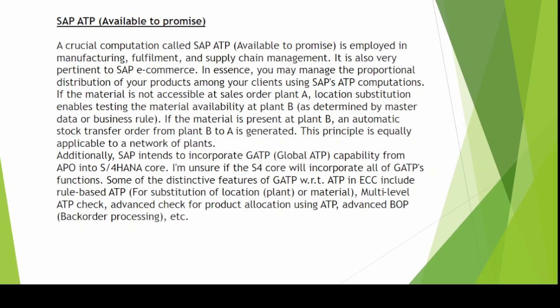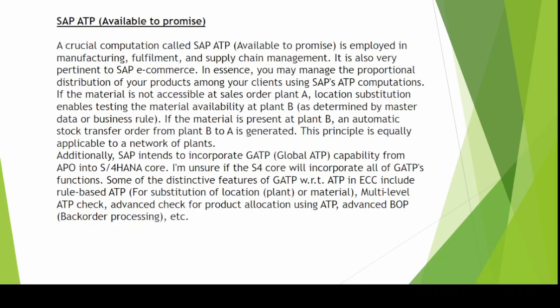For example, if a material is not accessible at sales order plant A, location substitution enables testing the material availability at plant B as determined by master data and business rule. If a material is present at plant B, an automatic stock transfer order from plant B to A is generated. This principle is equally applicable to our network plants. Additionally, SAP intends to incorporate GATP, global available to promise capability from APO, into the S4HANA core. I'm unsure if the S4 core will incorporate all of GATP's functions.